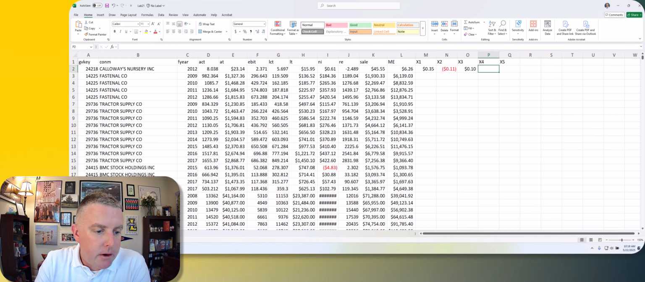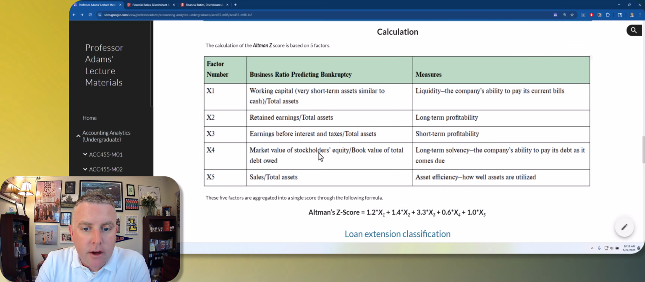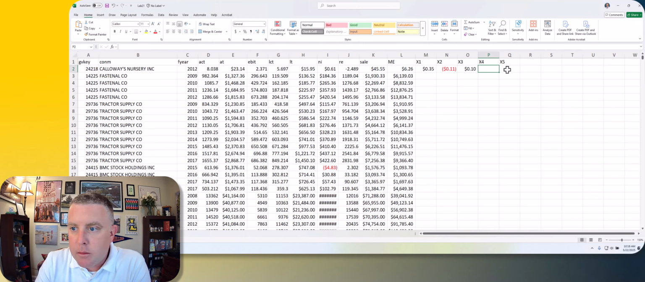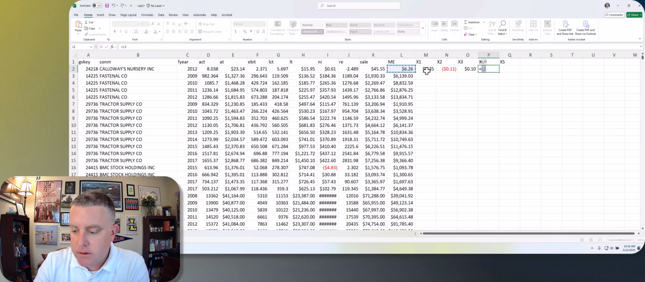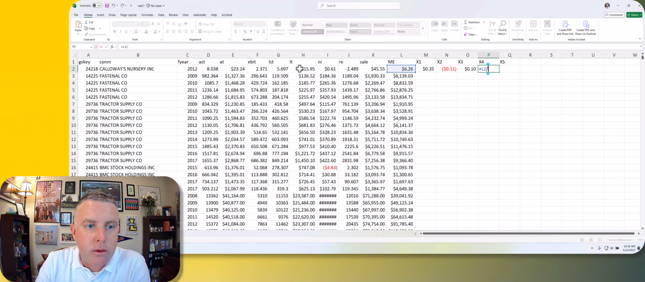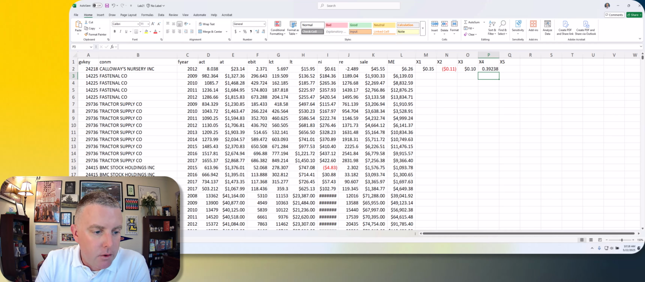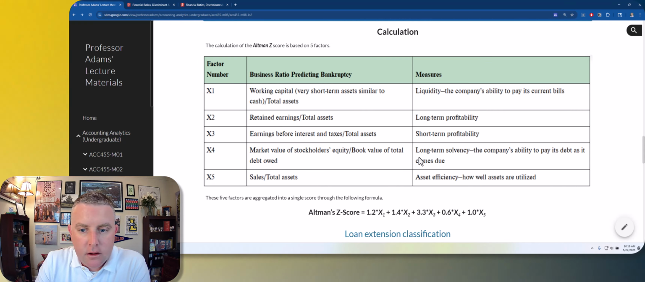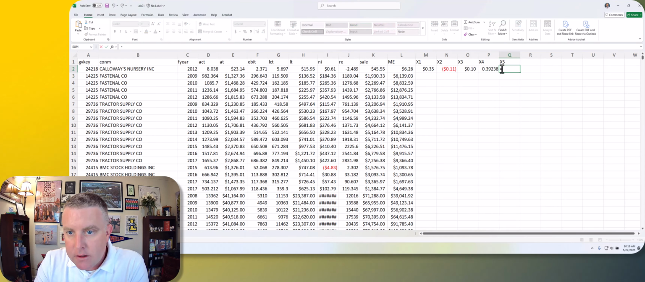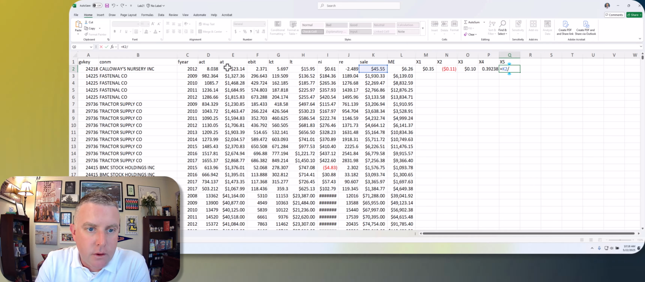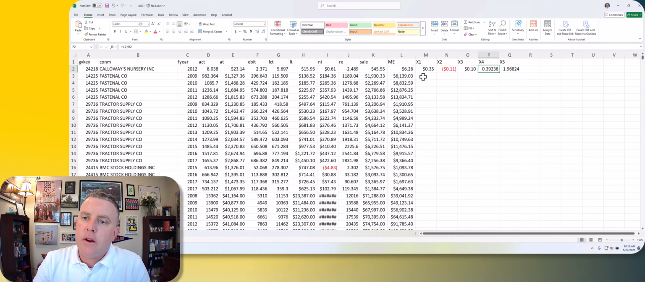The 4th variable is market value of equity divided by book value of total debt. We take the market value of equity, which is this number, divided by total debt, which we will proxy with total long-term debt. The last variable is sales divided by total assets. So now we've constructed our 5 factors.